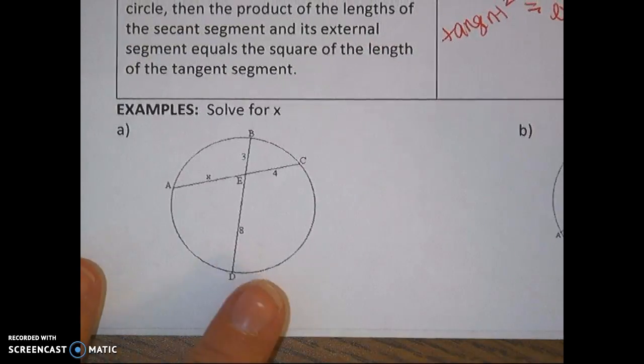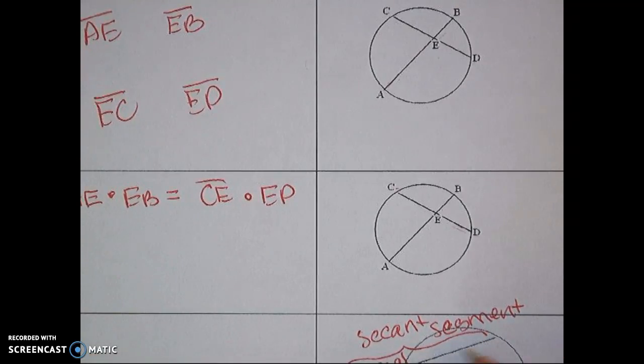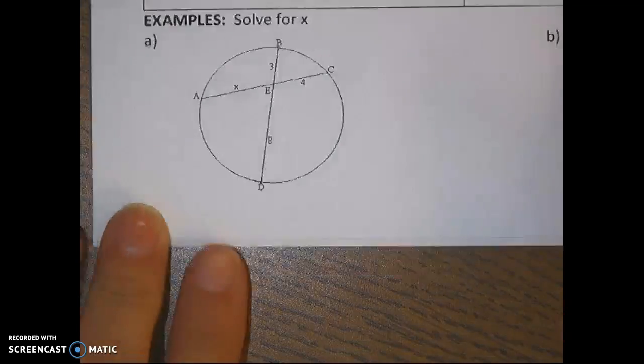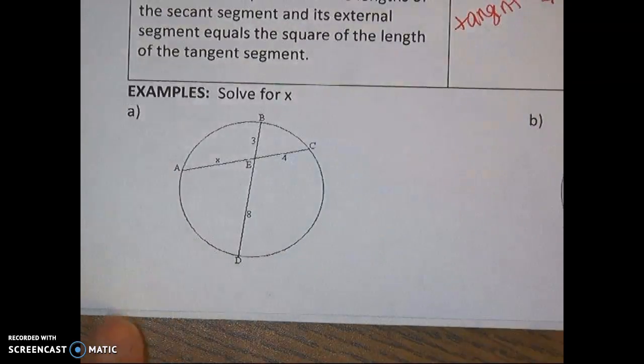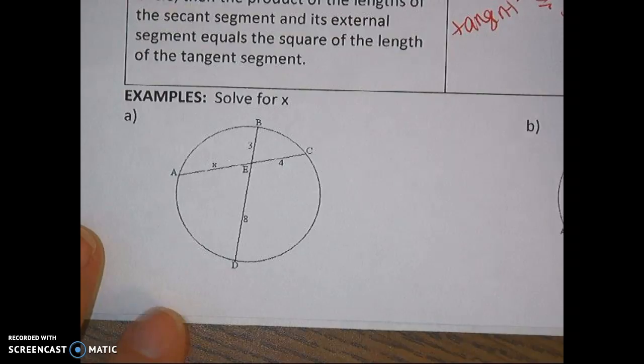All right, looking at these examples, I can see that this one fits this first picture that we looked at with the two chords, and the products of those segments are going to be equal. So when you're doing your assignment, match it to the picture that it looks like, and that will help you figure out what rule to actually use.